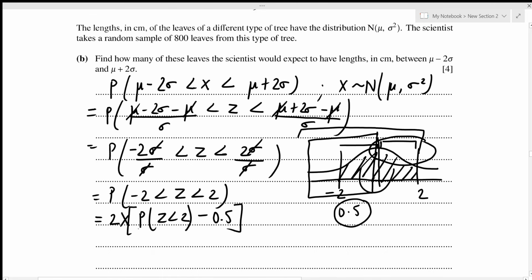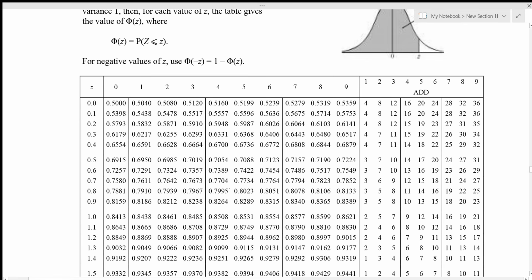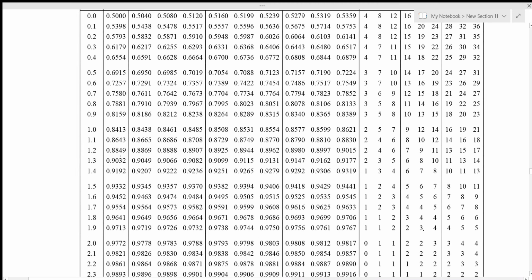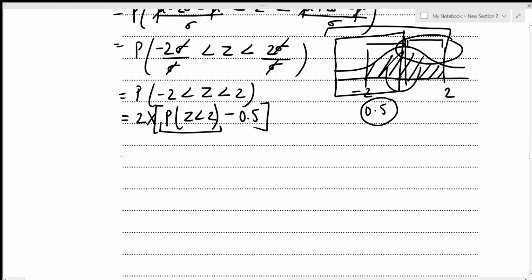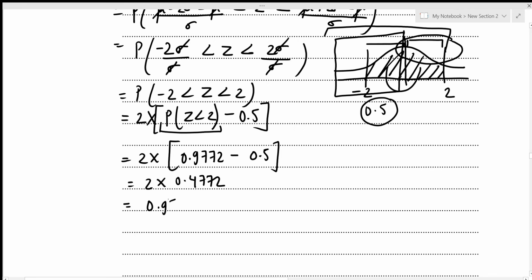So we're going to find this value from the normal distribution table. We're looking for the probability less than 2, so we're looking at the z value of 2, which is given right here, and it has the probability of 0.9772. We're just going to substitute this value. So that's going to be 2 times 0.9772 minus 0.5, which is going to be 2 times 0.4772. This gives us the final probability of 0.9544. Alright, this is the probability for a single leaf, right?